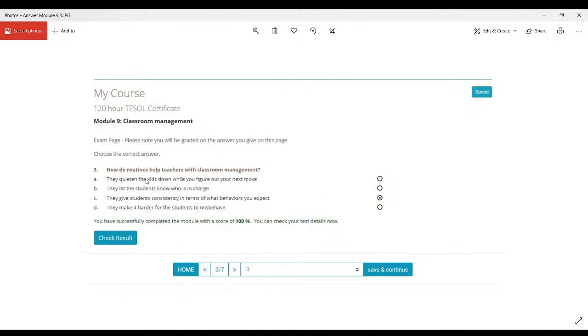Next, how do routines help teachers with classroom management? Okay, so the answer here is letter C. They give students consistency in terms of what behaviors you expect. Save and continue.